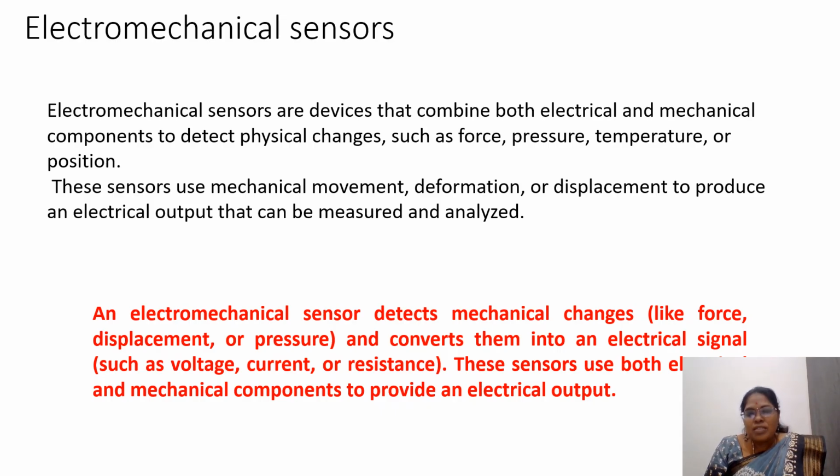It may be a voltage signal or current signal or resistance, whatever it may be. These sensors use both electrical and mechanical components to provide an electrical output. Whereas the mechanical sensor will sense only the mechanical property and will not convert it into an electrical signal, the electromechanical sensor will take the mechanical properties and convert them into an electrical signal like voltage or current or resistance.